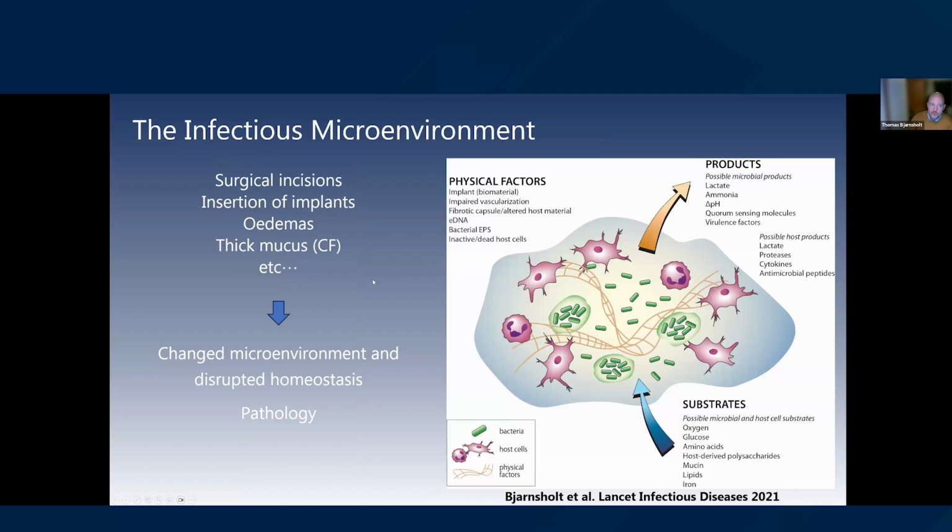And this is what we have started to term the infectious microenvironment: the microenvironment around the bacteria, especially in chronic infections, is completely different from what we normally see in the human body. It can be caused by surgical incisions, insertion of implants, edemas, thick mucus in CF, and so on. It leads to a changed microenvironment, which disrupts homeostasis and causes a lot of pathology. The microenvironment is characterized by changed physical factors, products of both the host and bacteria, and different rates of substrate. We think especially oxygen and pH are changed.